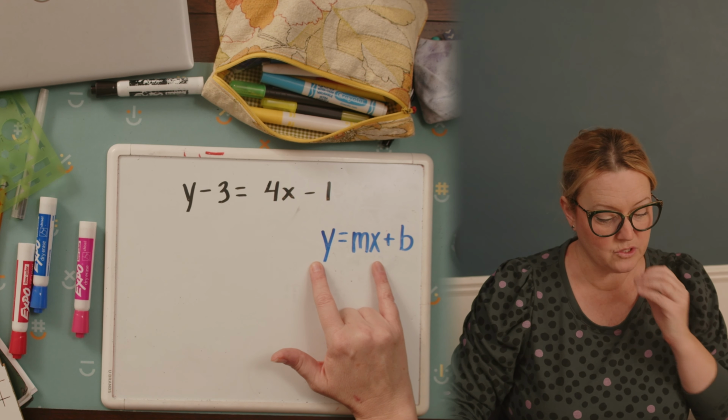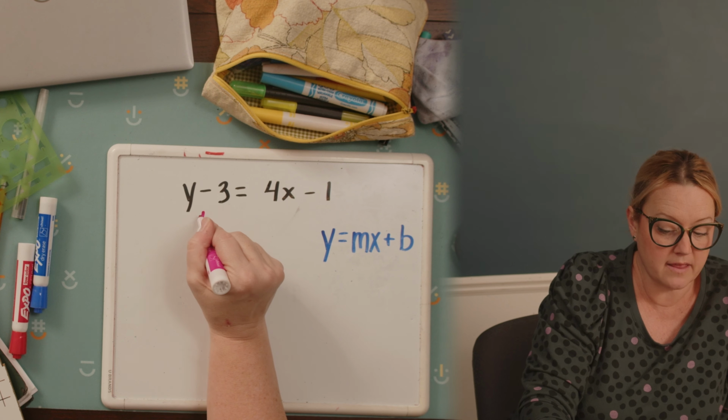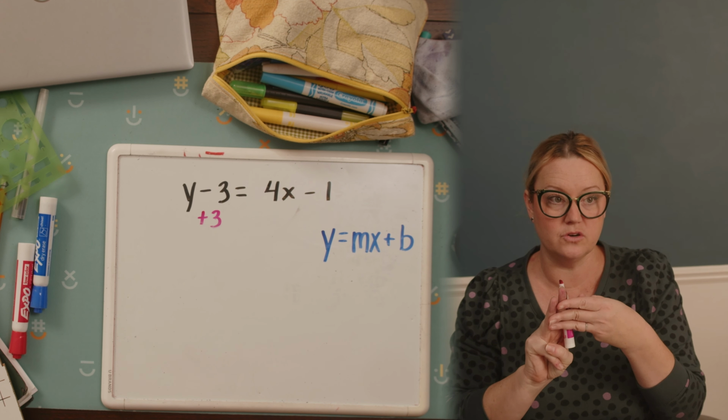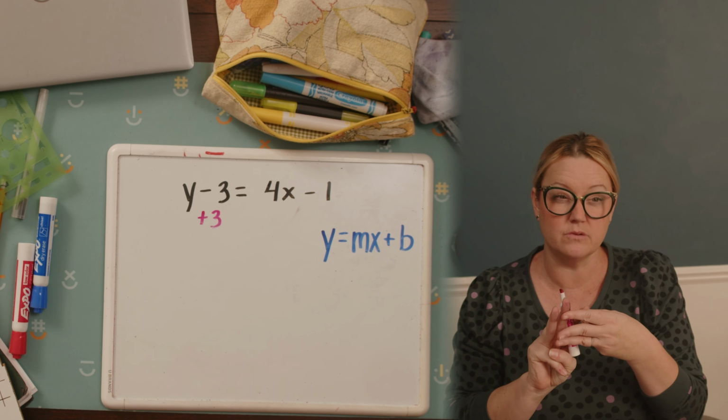So I just need to get rid of that 3, and I can't just take that 3 off and not do anything else. But what I can do is cancel this out, to make it equal 0. If I add 3 to this side, I have negative 3 and positive 3, and those are going to cancel out. Those make 0 pairs. So now I've got y by itself on this side.